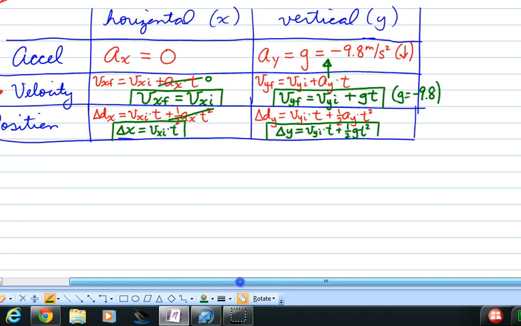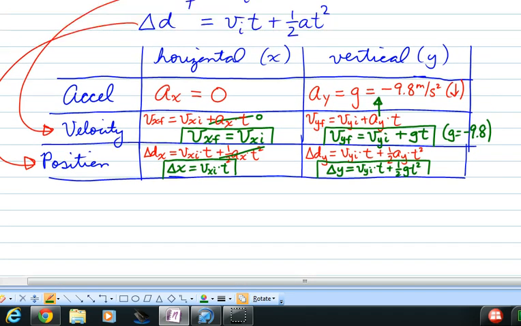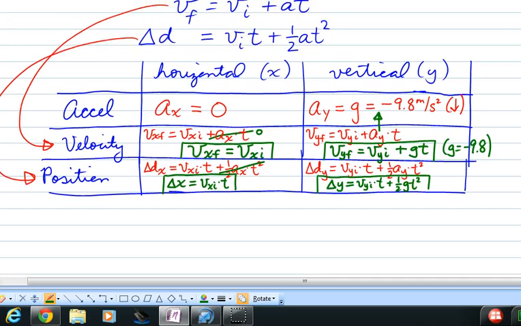This is pretty much all you need to know about projectiles. If you understand this chart, and by that I mean you know how to use these equations, then you'll know everything there is to know about projectiles. So in the following videos, this is video 19, at least for right now, I'll give some examples of solving projectile problems.